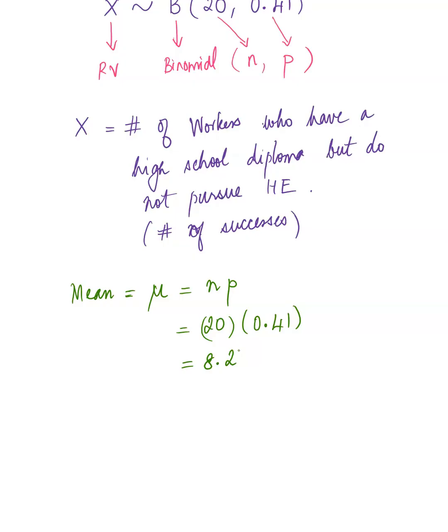So let me just explain that here, okay? And I'll say it one more time. In a group of 20 adult workers, on an average, approximately 8 workers have a high school diploma but did not pursue higher education.